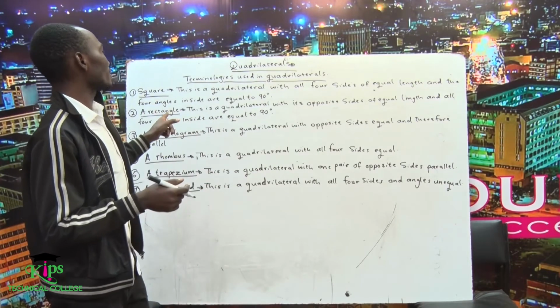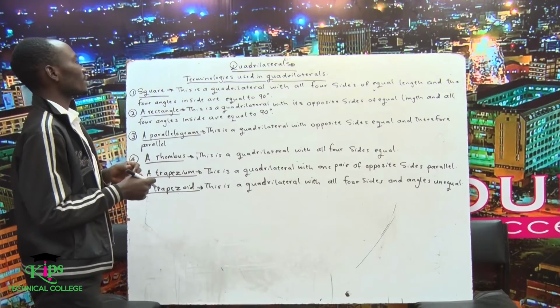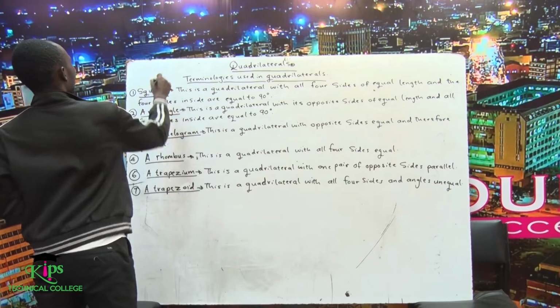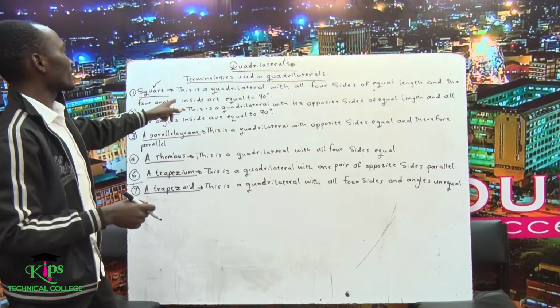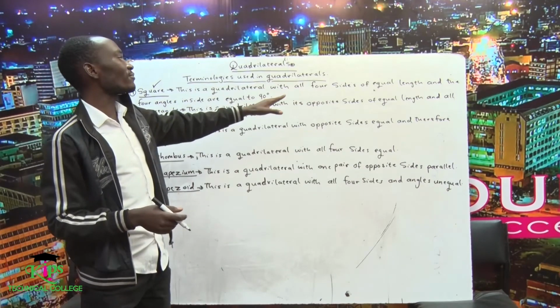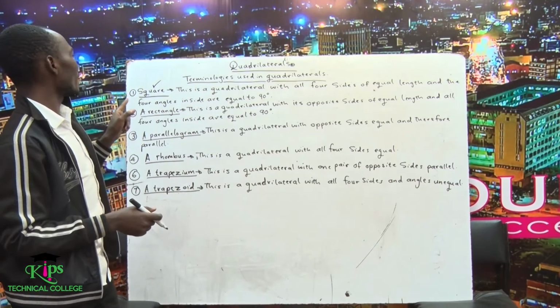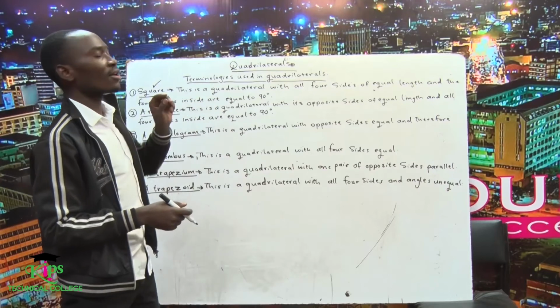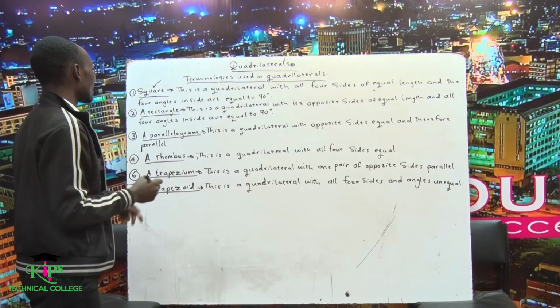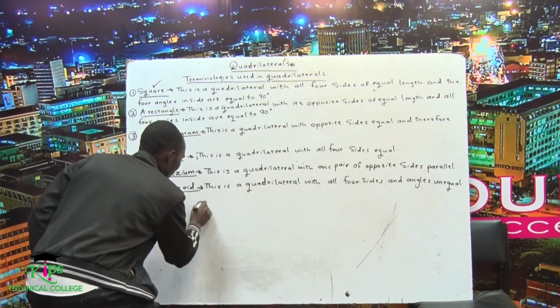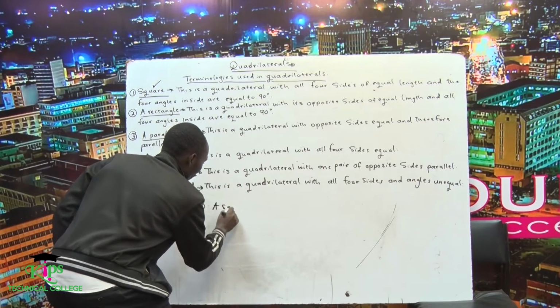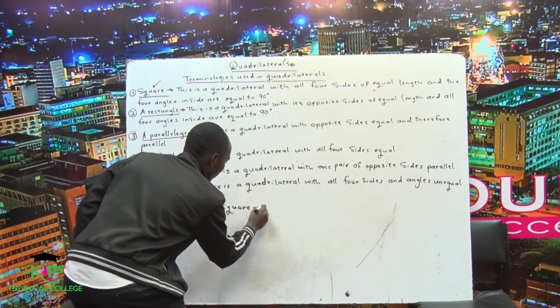So let's start with the first quadrilateral, which is a square. A square is a quadrilateral with all four sides of equal length, and the four angles are all equal. So this is how a square looks.